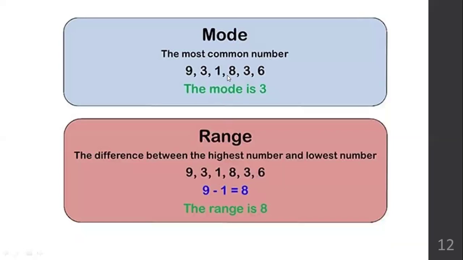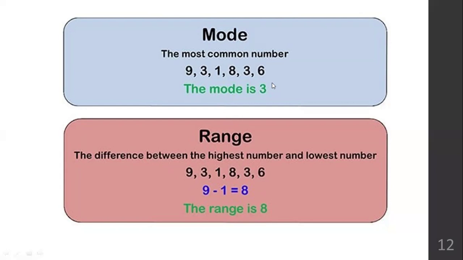Then mode is the most repeated number, most common number. So 3 has been repeated 2 times in this set of observations. So mode is 3. A data set can have more than one mode. Here, according to the numbers given, only 3 is repeated, so 3 becomes the mode. In some data sets, two numbers are repeated an equal amount of times, so that becomes the mode. Then what is range?